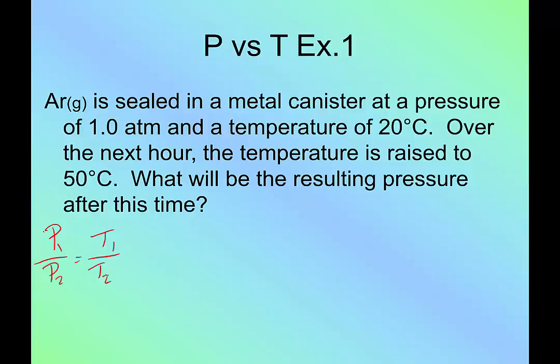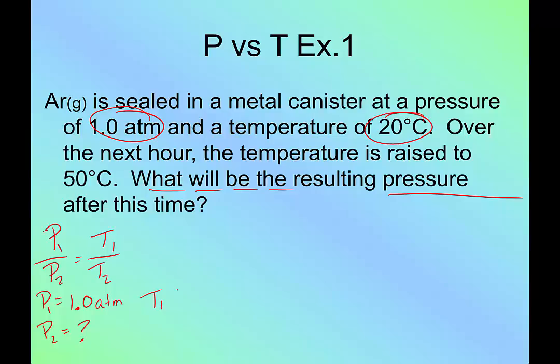Now, just like in the previous problems, I'm going to list off what I know. I know my P1 is 1.0 atm. My P2 is what I'm solving for. How do I know that? It says, what will be the pressure? Okay, so our T1 is 20 degrees Celsius because that is what's connected to the 1 atmosphere.